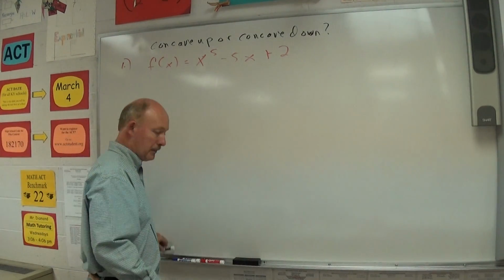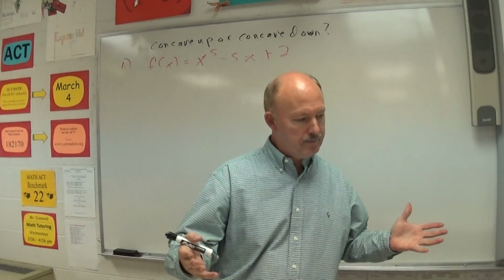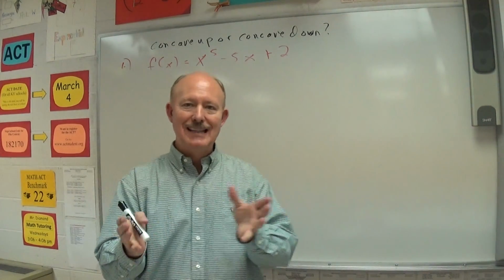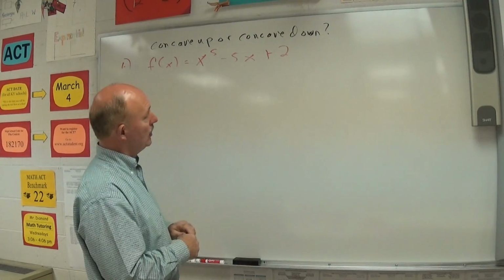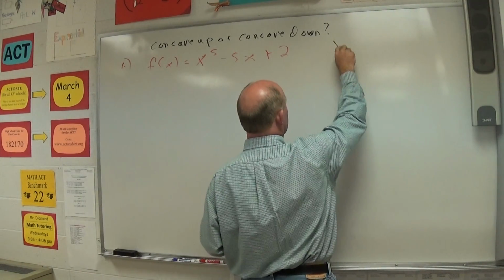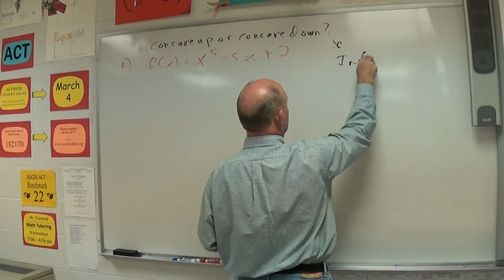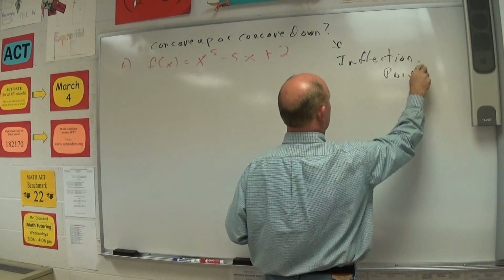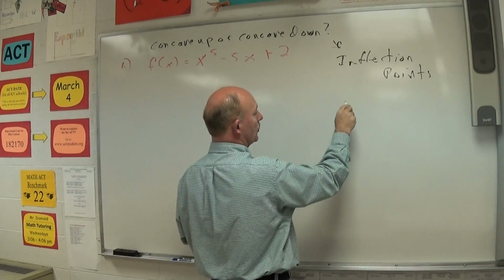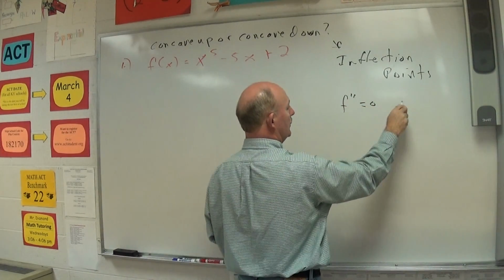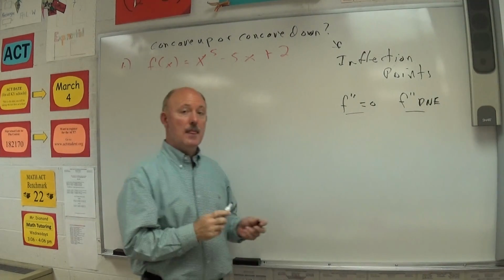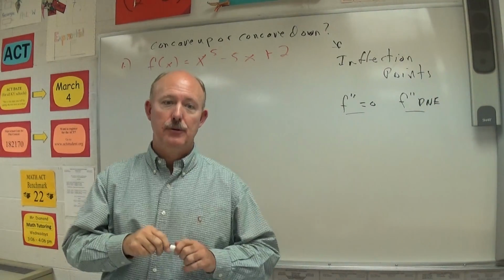To get started, I said to determine where the graph is concave up or concave down, and remember the second derivative tells us the concavity. So the first thing we have to do is figure out what the inflection points are. Inflection points are where the second derivative is equal to 0 and where the second derivative does not exist. This is what we're going to have to find in this problem.